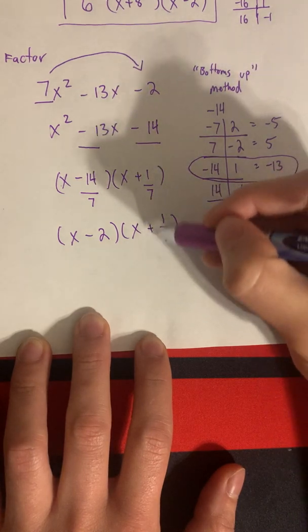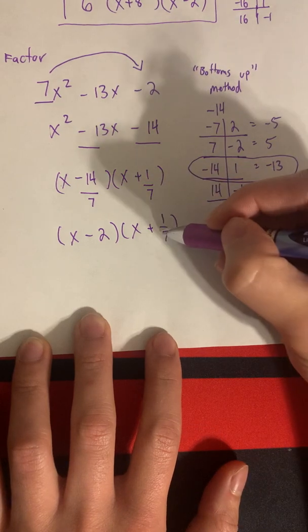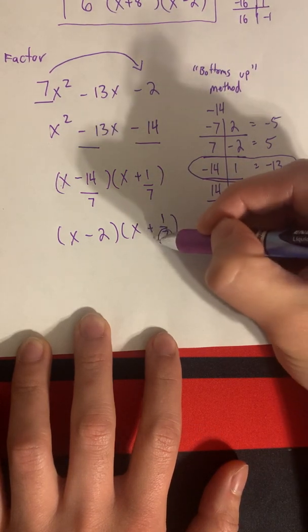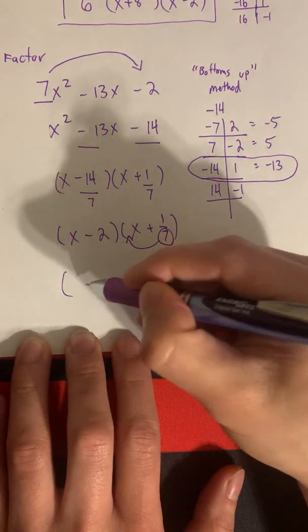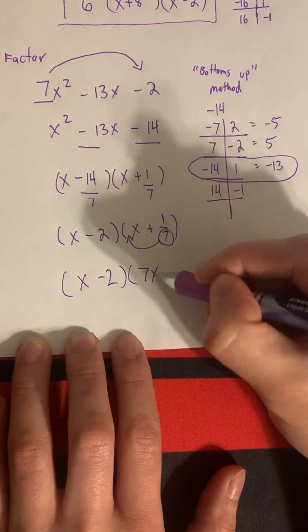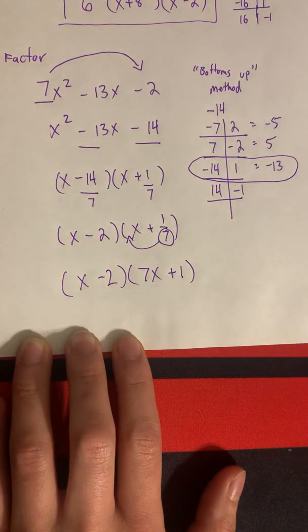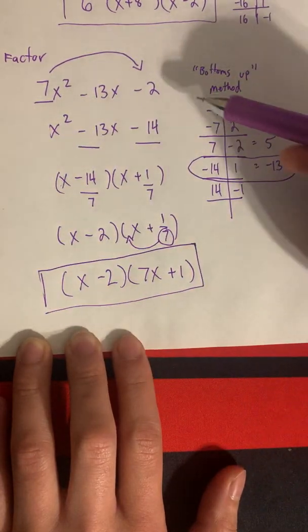But we need a whole number here. So what we want to do is, this is why I think it's called the bottoms up. We're going to take the bottom number and move it up to the x. So our factors would be x minus 2 and 7x plus 1. So this is the factored form of our original problem.